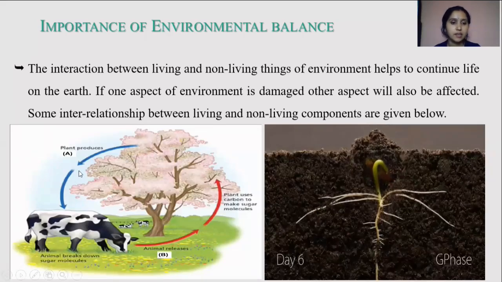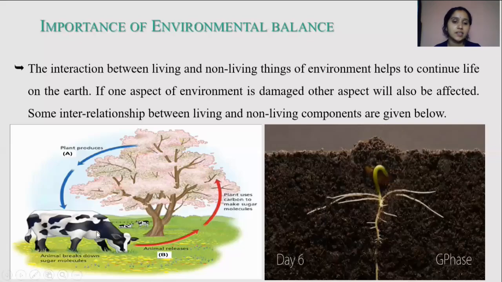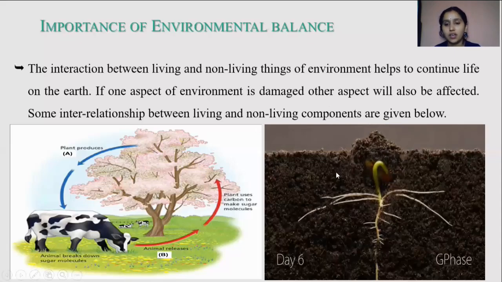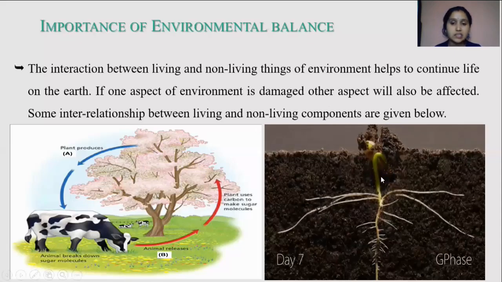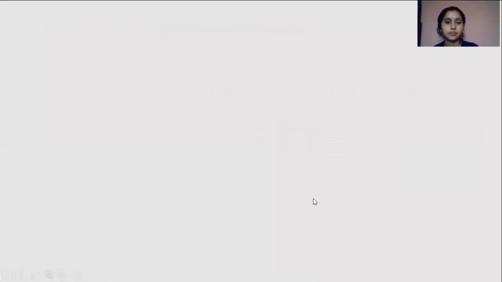And here we can see the plant produces food, that is, it contains carbohydrate, that is sugar. It is utilized by animals. It releases carbon dioxide, and the carbon dioxide is again used by plants. In this way, we can see the relationship between living and non-living components of the environment. Similarly here, a new plant is germinating from a seed, and for this it is using soil, land. So there is also a relationship between living and non-living components of the environment.